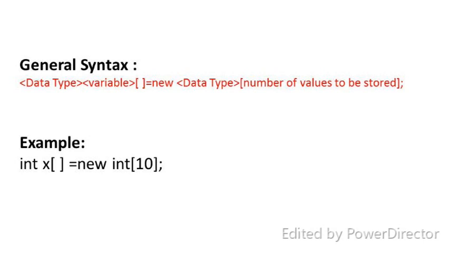Let us take an example. int x = new int[10]. It means x is an array that can store 10 data items in the memory with different subscripts. However, the storage of the array elements will always begin from 0. Thus, the index of the last element in this case will be 9.